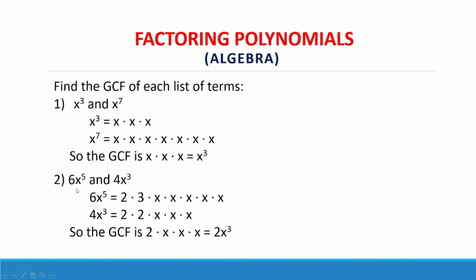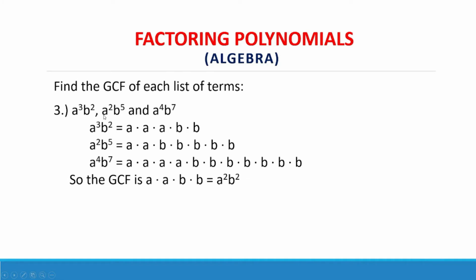Number 2, 6x exponent 5 and 4x exponent 3. The factors of 6x exponent 5 are 2 times 3 times 5 x's, so x times x times x times x times x. And for 4x cubed, the factors are 2 times 2, and there are 3 x's, so x times x times x. So the GCF is 2 times 3 x's, so 2 times x times x times x, or 2x cubed. And that's example number 2.